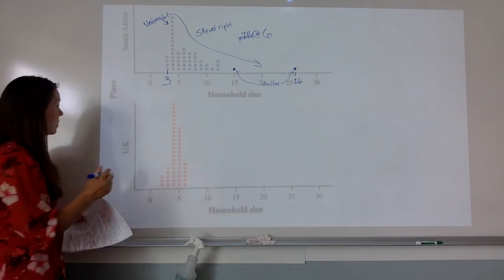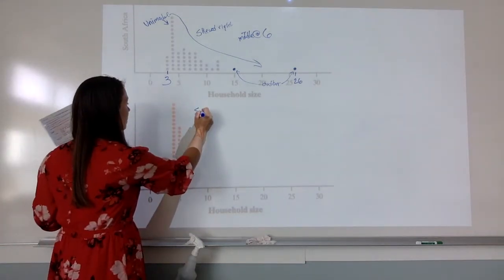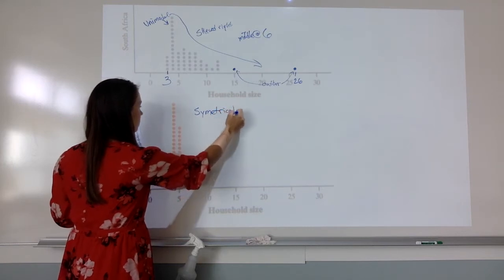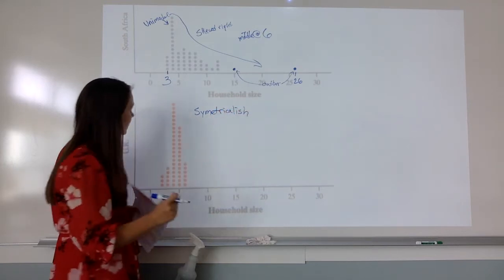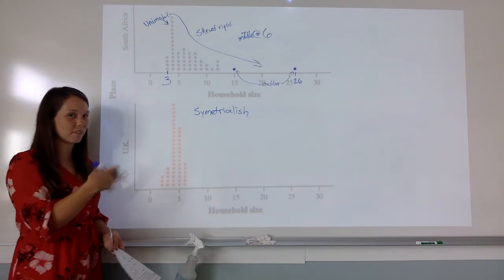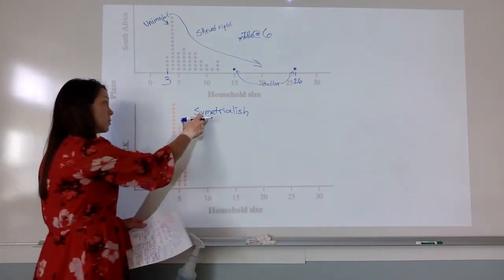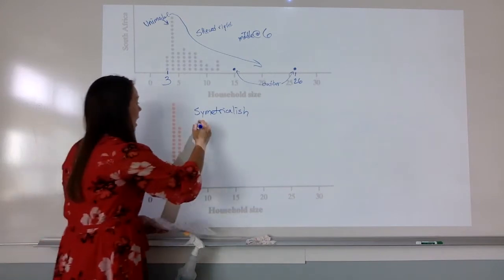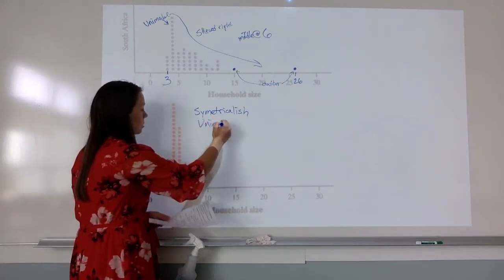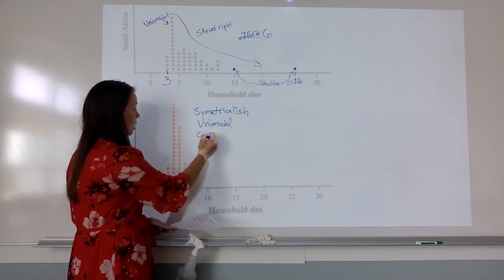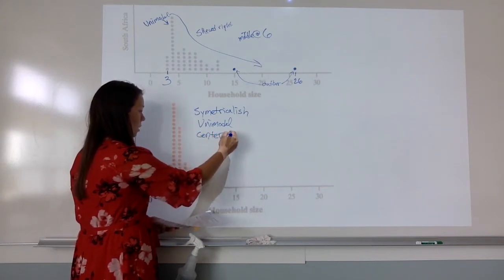All right, so this one I said was symmetrical-ish. Is it perfectly symmetrical? No, but it definitely, in my eyes, does not qualify for skewed right or skewed left, so I'm going to say it's approximately symmetrical. I said it was unimodal, only one peak. I said the center was at 4.